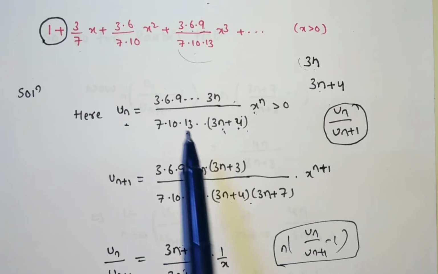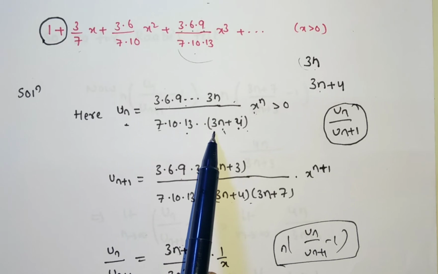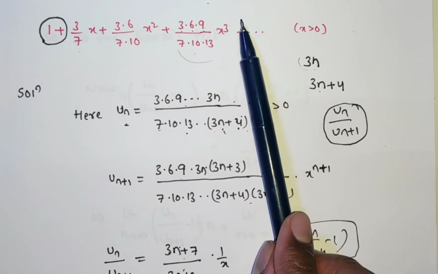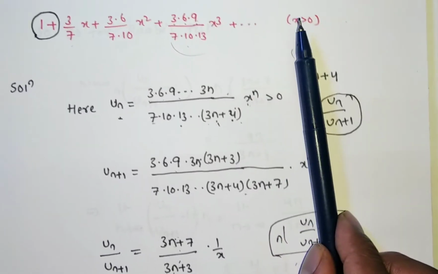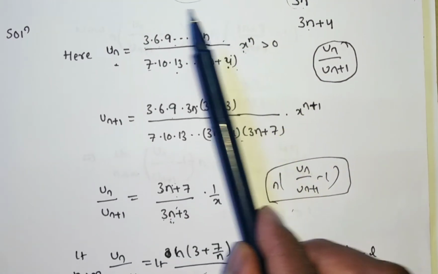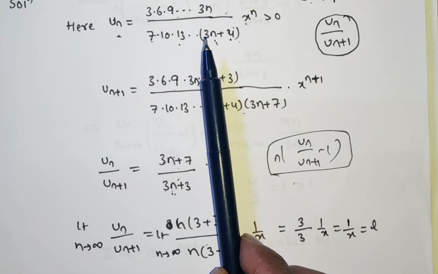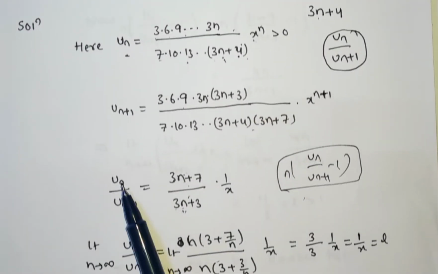The given series is this one: 3, 6, 9 and so on, 3n by 7, 10, 13, up to 3n plus 4, into x to the power of n. Put x equal to 1. Now this is our series, just without the x term. Again it is in repeated series form, so you need to find un plus 1. Then un by un plus 1, you will have this one. Whenever the given series is in repeated series form, you directly substitute the x value in un by un plus 1.